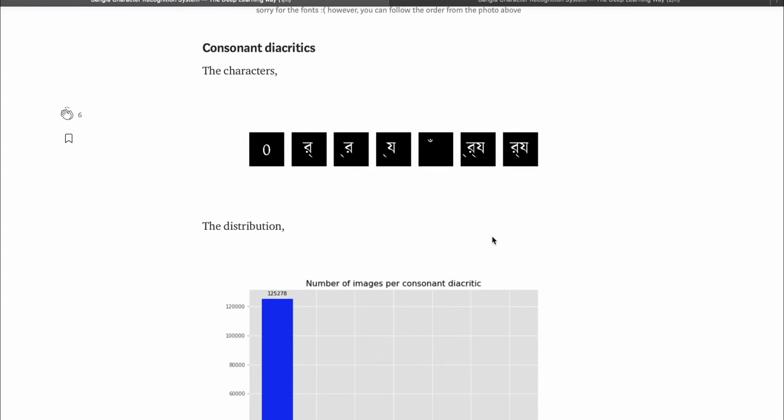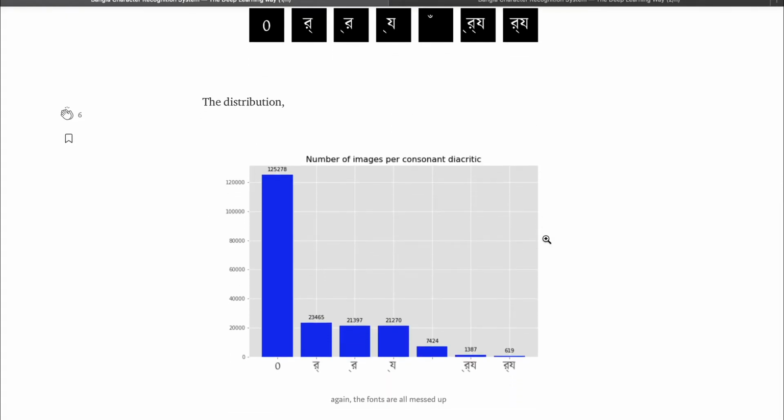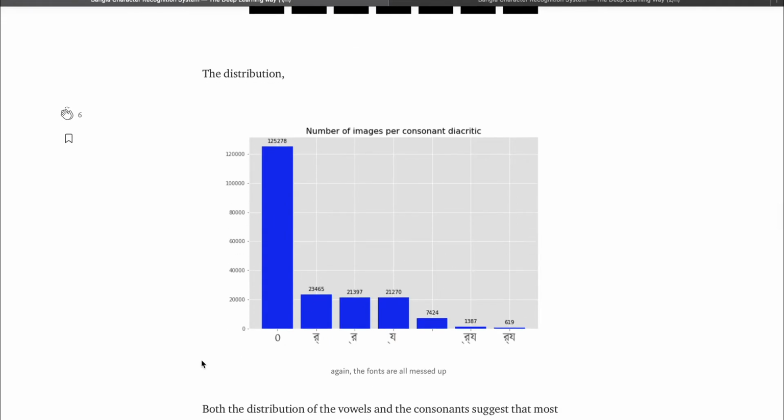Next, we move on to consonant diacritics. Altogether, we have 7 different consonant diacritics. Let's see the distribution. We can also observe the imbalance here, and that tells us that most of the characters do not have a consonant diacritic and are only composed of the grapheme root and the vowel diacritic.